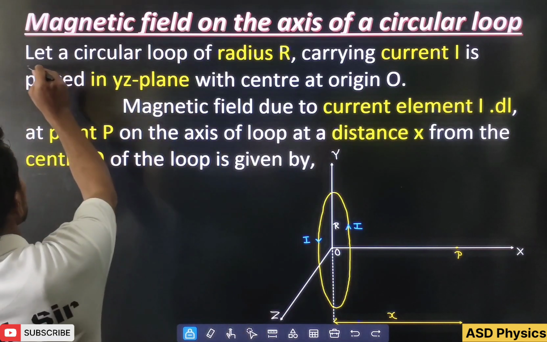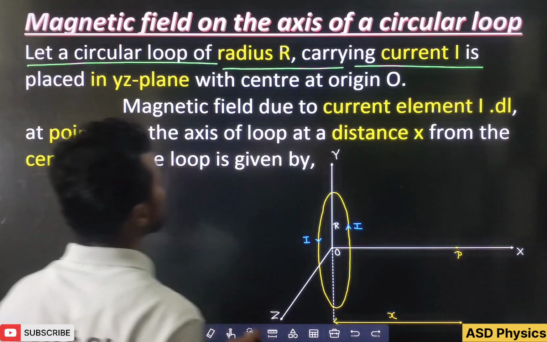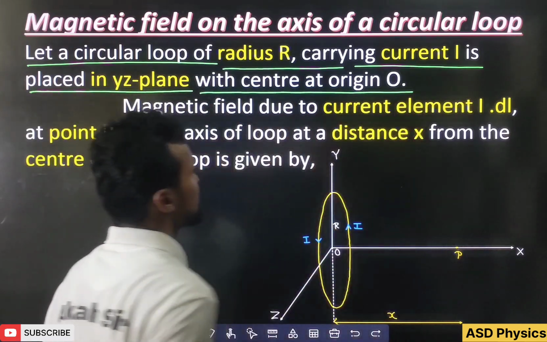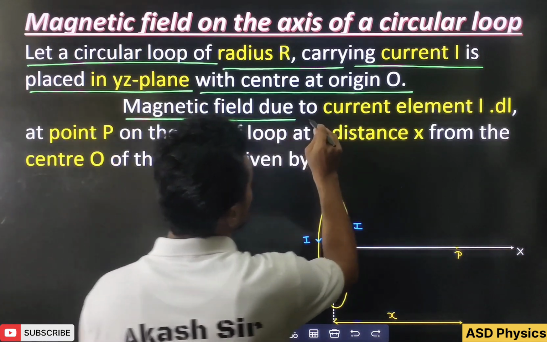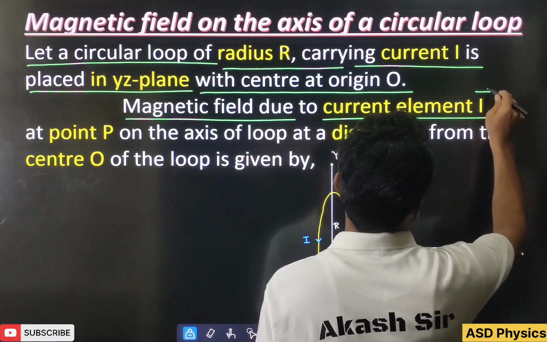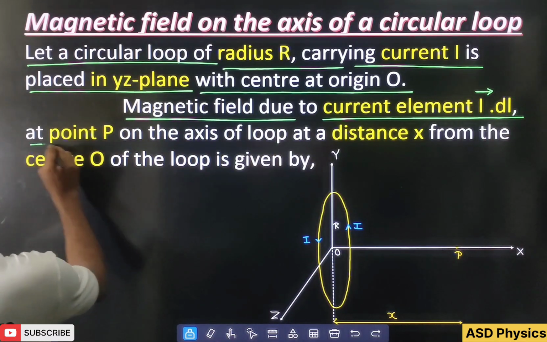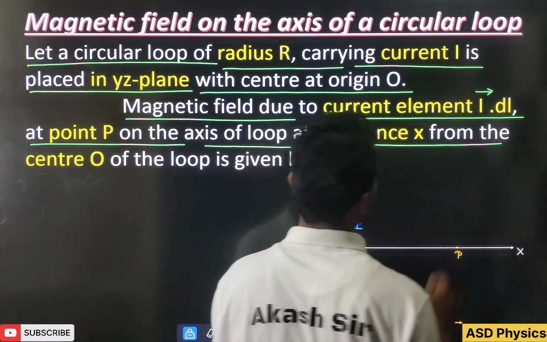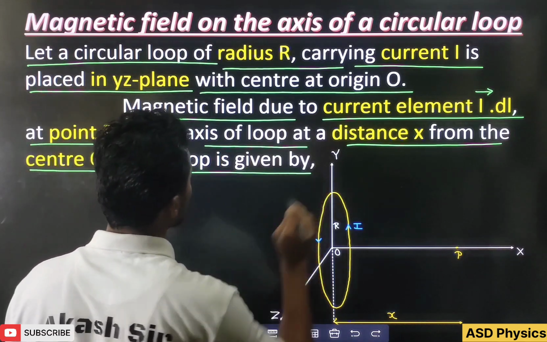Now see here, let a circular loop of radius R carrying current I be placed in the YZ plane with the center at origin O. Now after that, see, magnetic field due to current element IDL. Now it is a vector quantity actually. So magnetic field due to current element IDL at point P on the axis of the loop at a distance small x from the center O of the loop is given by.